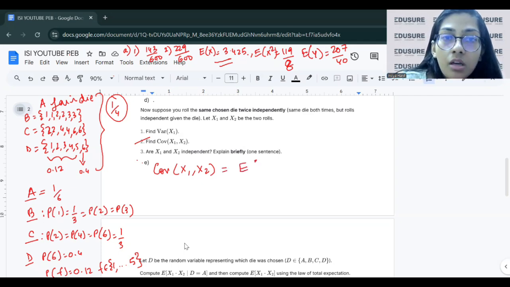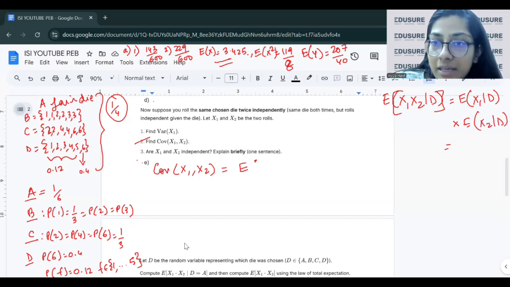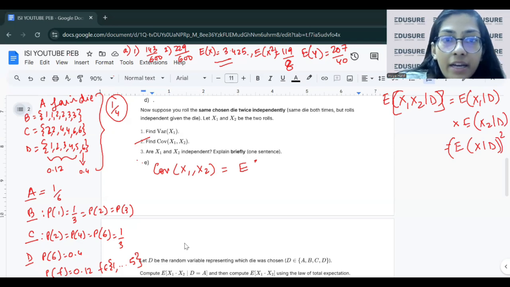Expectation of, firstly, since they are independent, what can we do? We can do that: expectation of x1 x2 given the die is equal to expectation of x1 given die into expectation of x2 given die. Since they are the same, this is just expectation of x given die, whole square. So finally, what will we get for covariance?